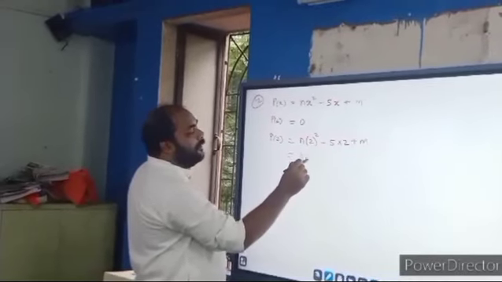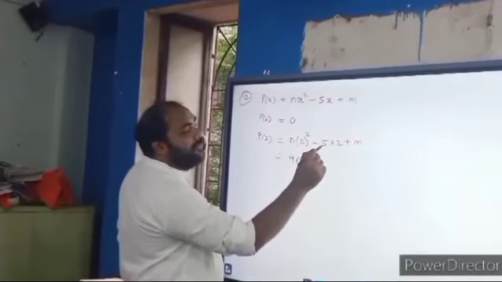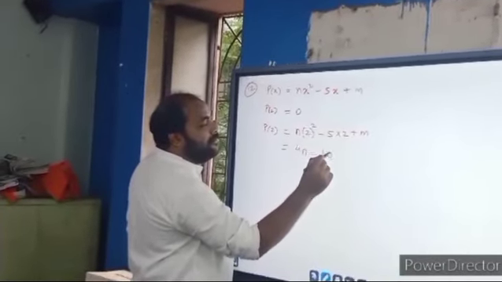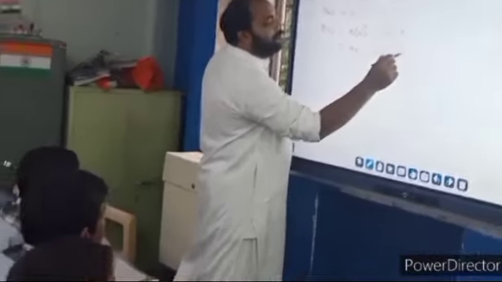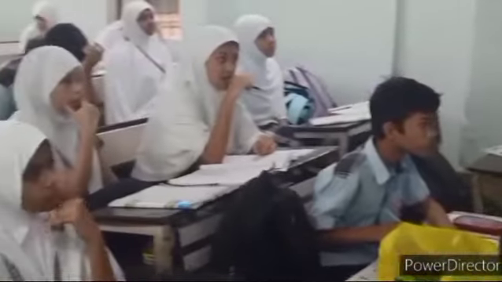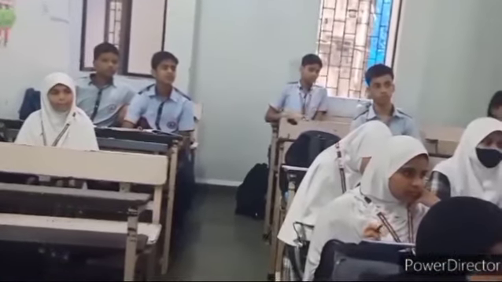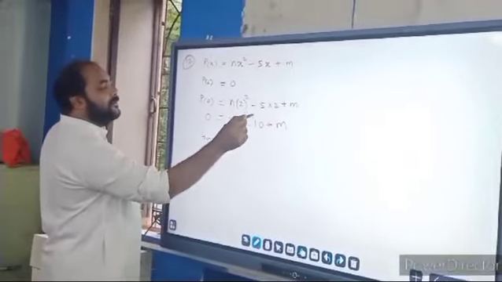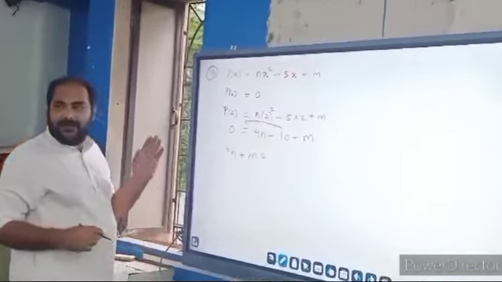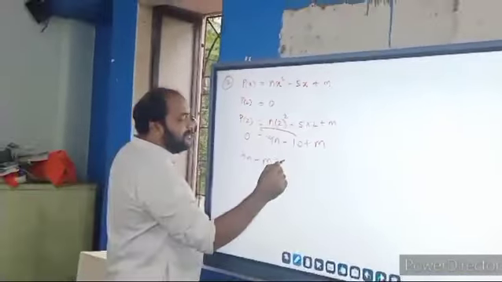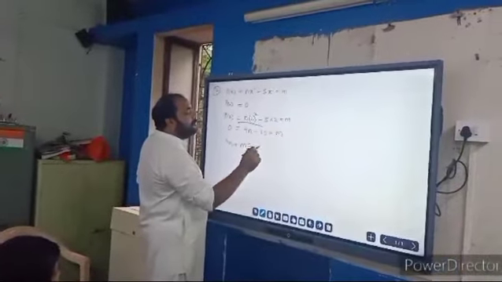That is 4n minus 5 to the n, 10 plus m. So your p with respect to 2 is how much? 0. So here we can take 0. And this is minus 10. So you can bring it to this side, left hand side. So when you bring minus 10 to the left hand side, it will become.